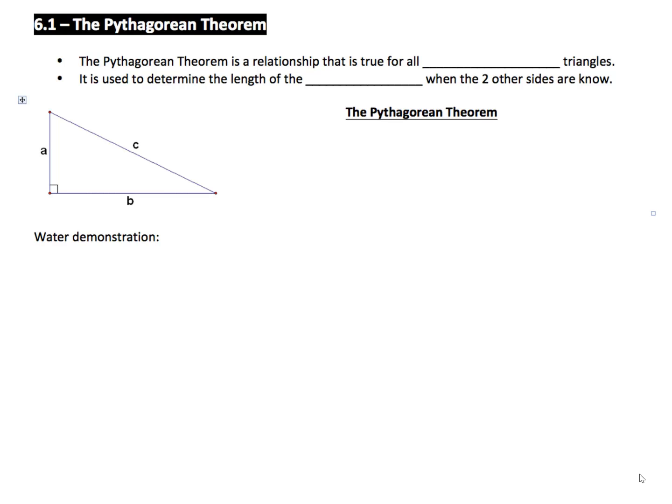Now, you should have learned the Pythagorean theorem back in grade 8. If you haven't, don't worry. That's why we're going to go over it again in grade 9, just to make sure that you're ready for grade 10 and 11. This is something that you'll see every year throughout math from this point forward.